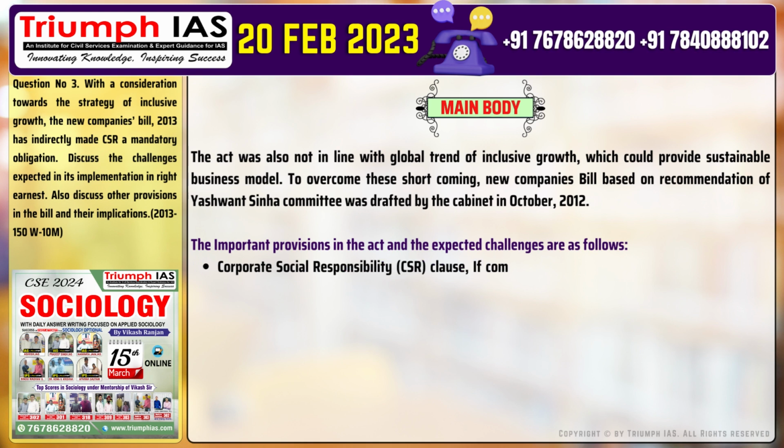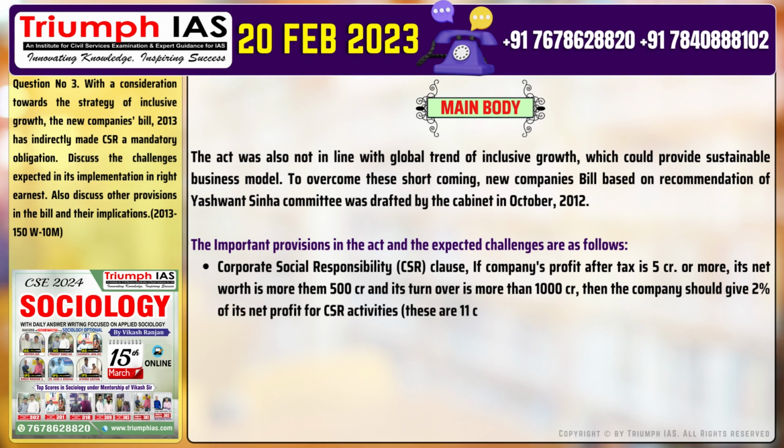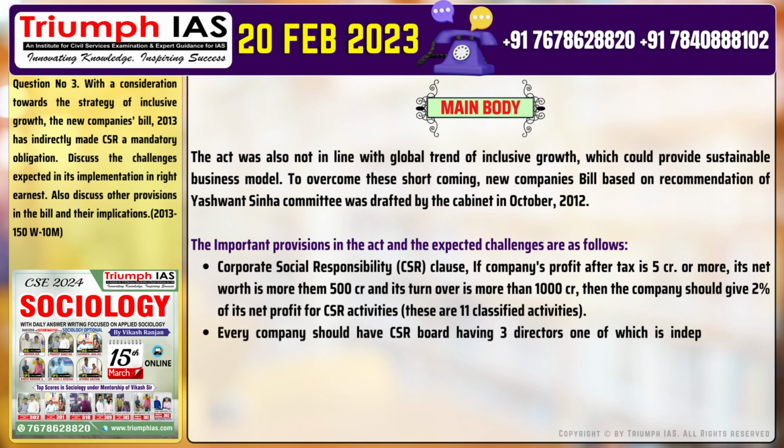Corporate Social Responsibility clause: if a company's profit after tax is 5 crore or more, its net worth is more than 500 crore, and its turnover is more than 1000 crore, then the company should give 2% of its net profit for CSR activities. Every company should have a CSR board having 3 directors, one of which is independent.